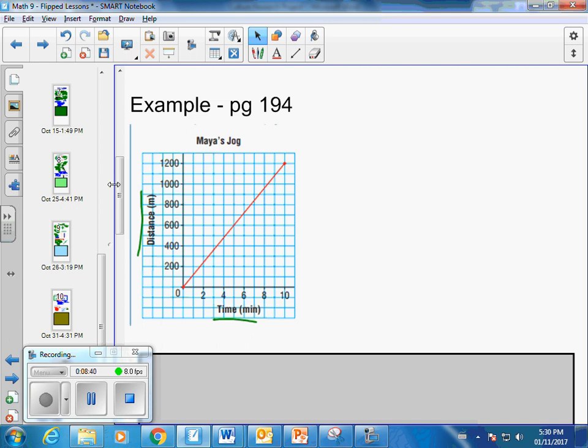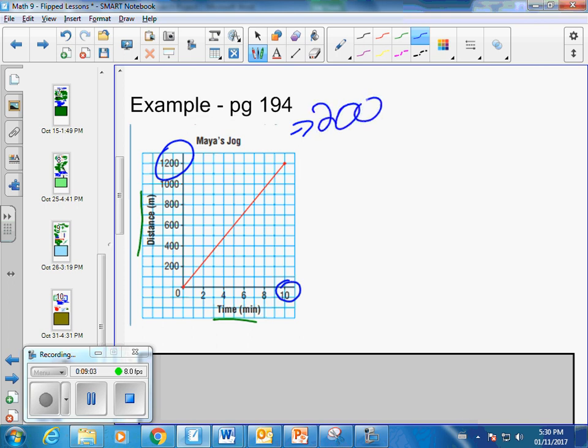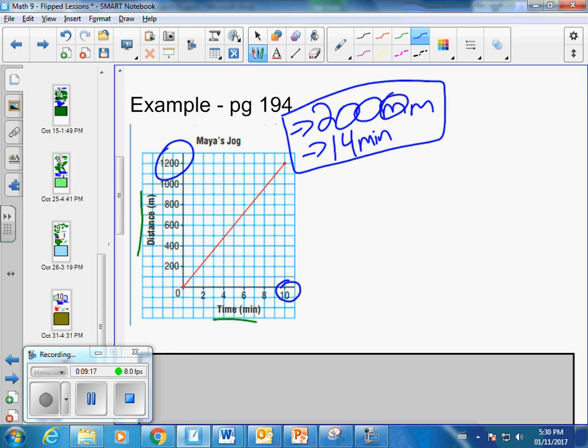So I'm going to show you how we can essentially rebuild a graph in our notebook. Okay, so we're looking at this graph, and they have all the way up to 10 minutes and 1,200 meters. Now, the question they're asking is how long it's going to take her to jog 2,000 meters. And they want to know how far she's able to go if she jogs for 14 minutes. Both of these pieces of information cannot be estimated on this particular graph because it's too small. We don't have the values we need.